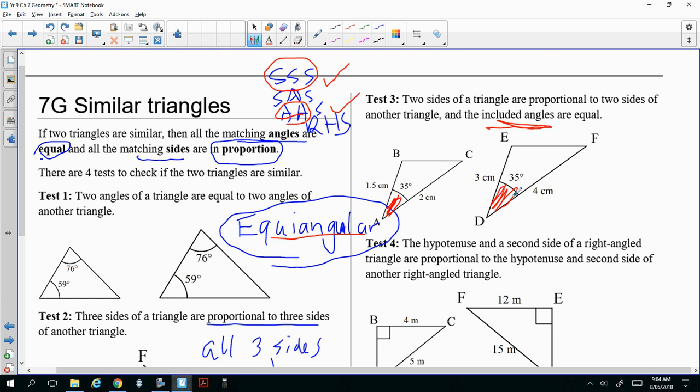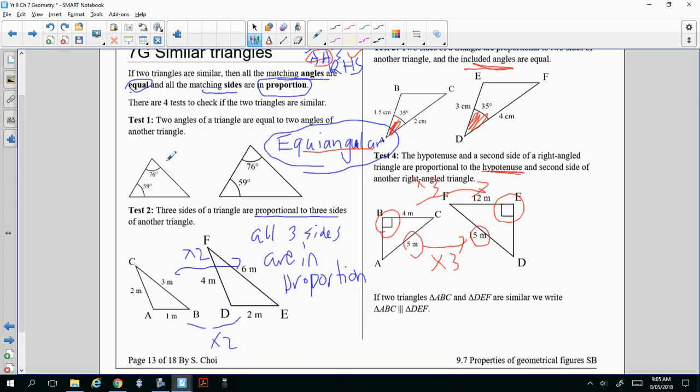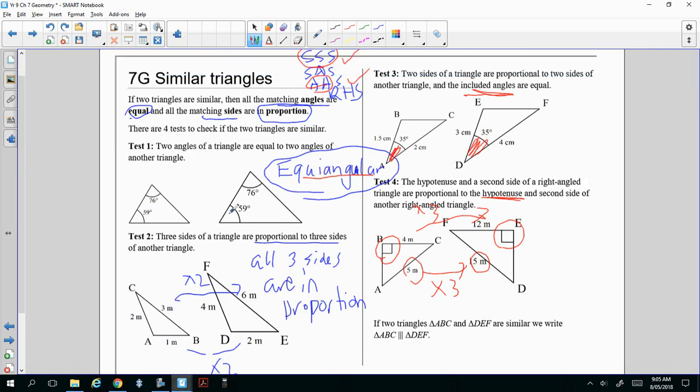And the last one, similar to RHS: you have the 2 hypotenuses in proportion, the sides are in proportion, and they are both right-angled. So they all got tripled. And they both have to be right-angled, and it has to involve the hypotenuse. So these are the 4 tests. It's not very hard to remember them. Which ones are used the most? These 2. Equiangular is used a lot in the exam. So make sure you know how to do that.